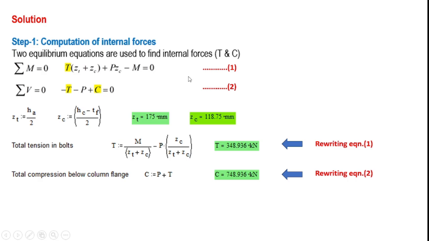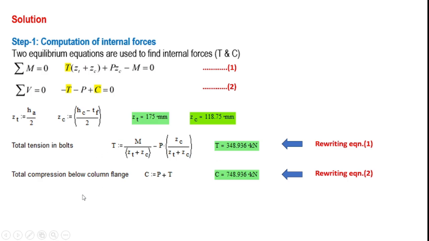Now, as you can see, equation 1 can be rewritten as T, that is the total tension in the anchor bolts, is M divided by ZT plus ZC, minus P into ZC divided by ZT plus ZC. And this equation will directly provide you the total tension in anchor bolts for an applied moment M as well as an axial load. So for this problem, if you substitute the values of M, P, ZT and ZC, we obtain the total tension in the anchor bolts T as 348.9 kilonewton. Please remember that T is the total tension, and in this case, it shall be shared equally by 3 anchor bolts.